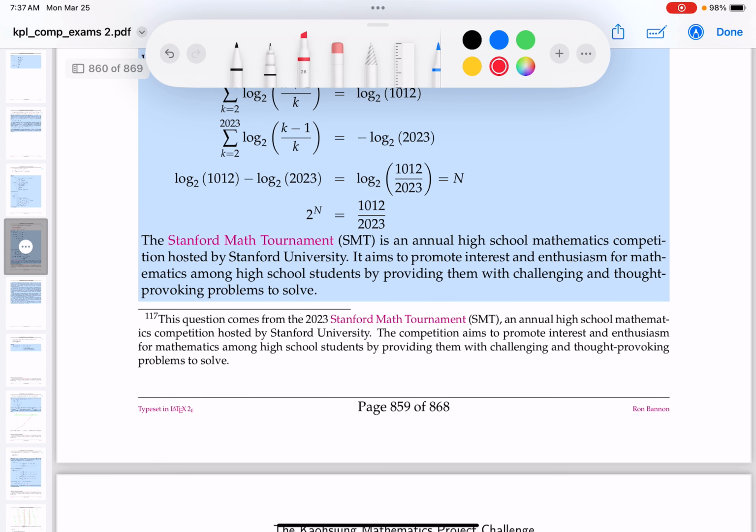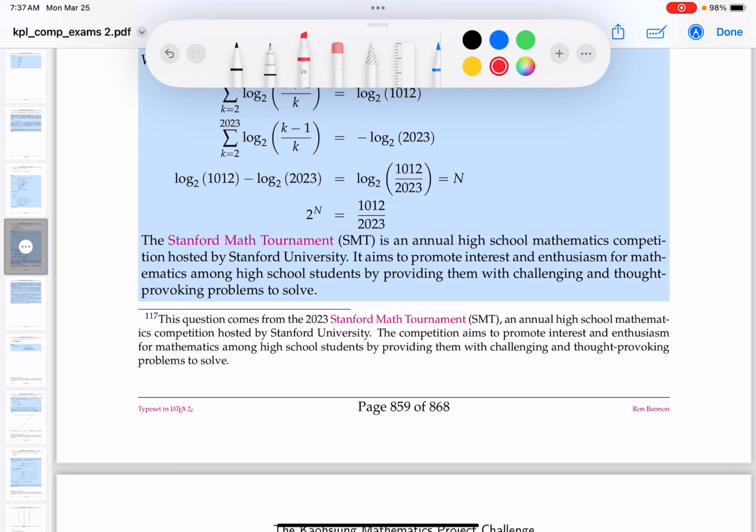It's from the 2023 Stanford Math Tournament, an annual high school mathematics competition hosted by Stanford University. The competition aims to promote interest and enthusiasm for mathematics among high school students, providing them with challenging and thought-provoking problems to solve. My understanding is that this is student-run, and students are pretty much running this, all right? And I think it goes back to the early 2000s.